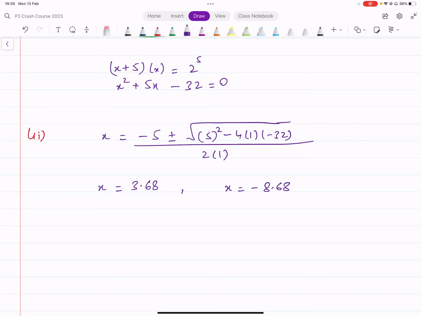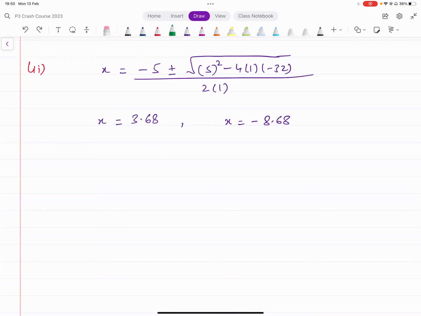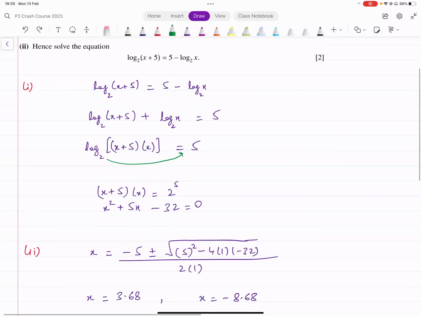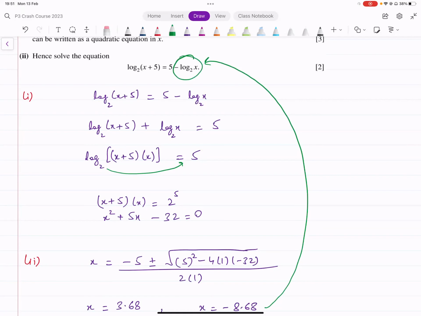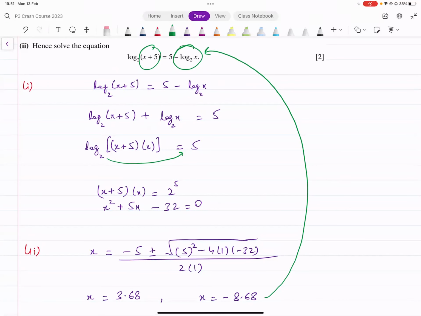Now remember, whenever we are solving equations that have log in the question itself, in this case we've got multiple log terms in the question, you have to think about the answers. Are they going to be acceptable to those log functions? Are they going to make any term undefined? If you were to input minus 8.68, this log will become undefined, and this log will also become undefined. So that's not possible, right? So minus 8.68, you'd have to ignore this value.